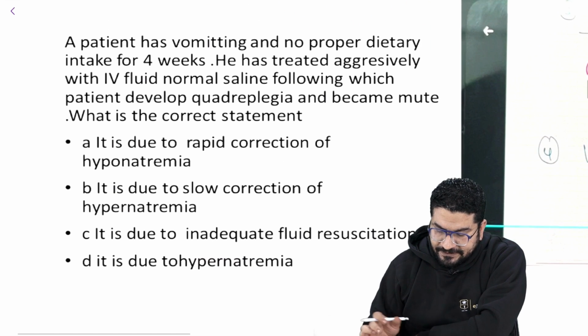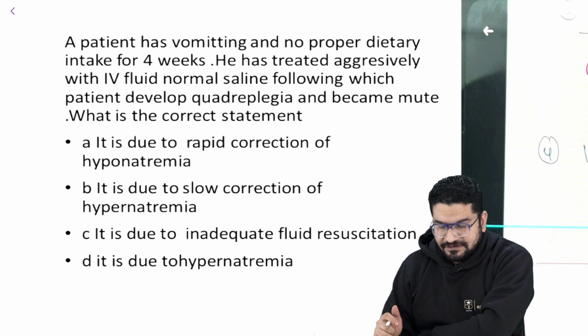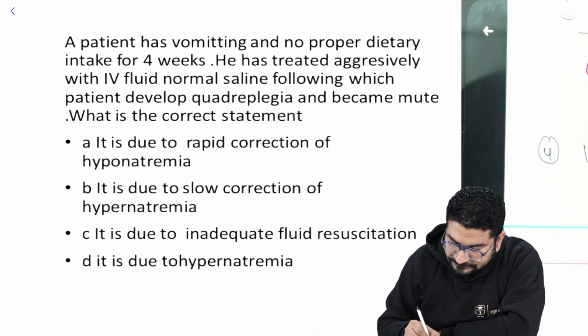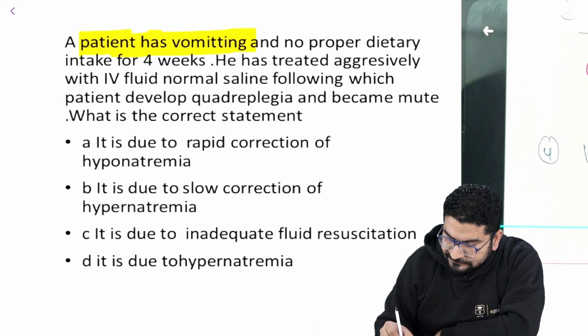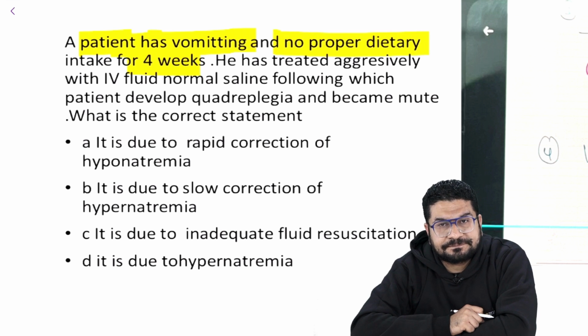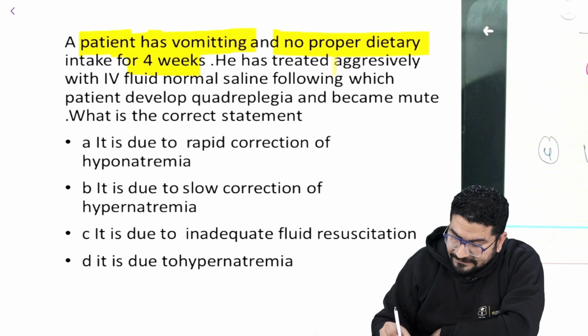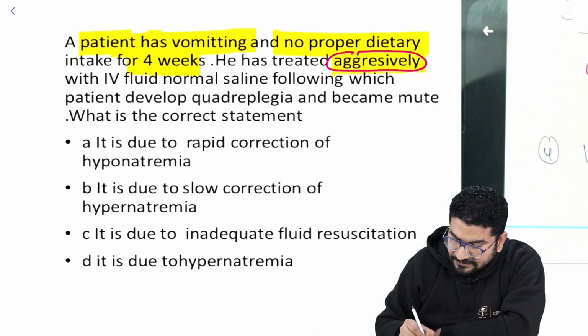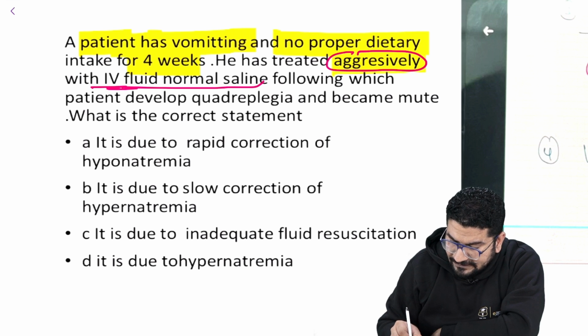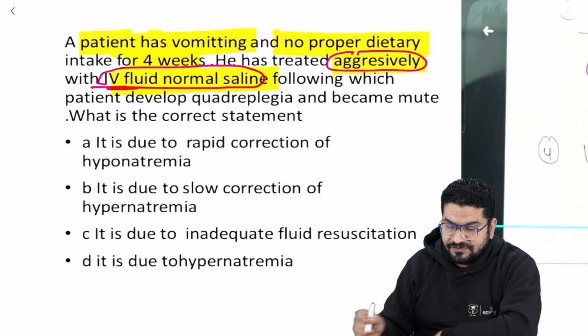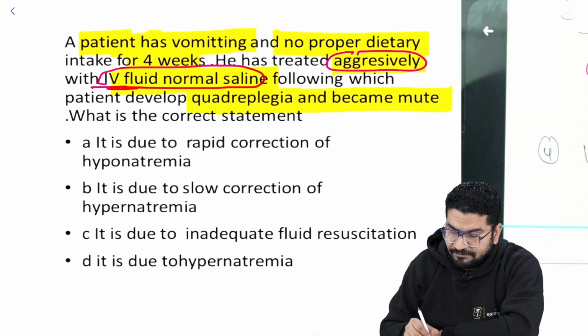This is again a straightforward question. So let's see this question. A patient had vomiting and no proper dietary intake for 4 weeks. He is not taking a good diet. He is treated aggressively, and this is the biggest hint in the question: aggressive treatment with IV fluid. Which IV fluid? Normal saline. So this is the hint that the MCQ is giving you. Following this, the patient developed quadriplegia and became mute.